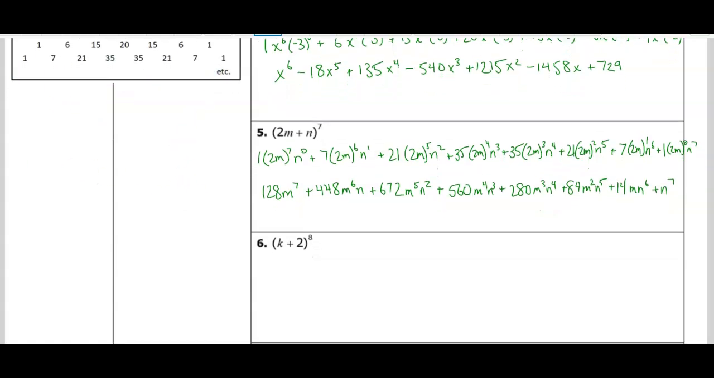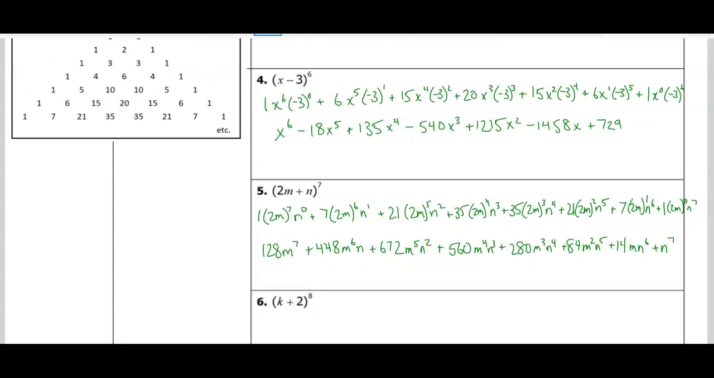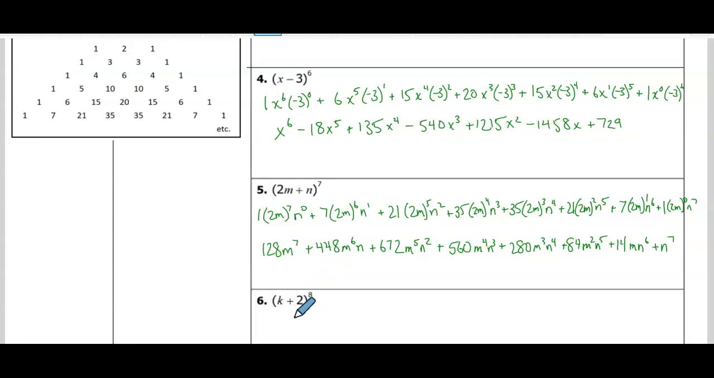Okay, so I think we can skip 6. Skip 6 works exactly like 4, with the exception of it's positive 2. So you'll just put parentheses 2 each time. You won't have to worry about oscillating signs. Let's jump down to number 7.